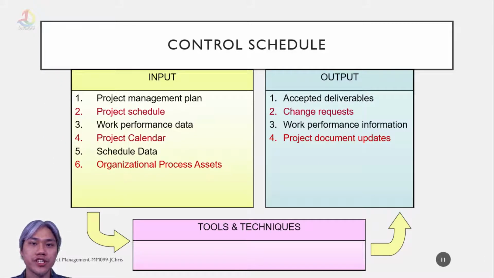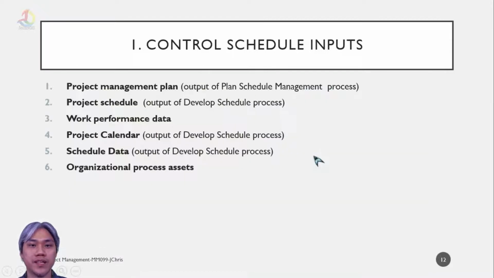Control schedule itself has three phases, from input through tools and techniques to output. The inputs are the project management plan, project schedule, work performance data, project calendar, schedule data, and organizational process assets. Using tools and techniques, the outputs are accepted deliverables, change requests, work performance information, and project document updates.